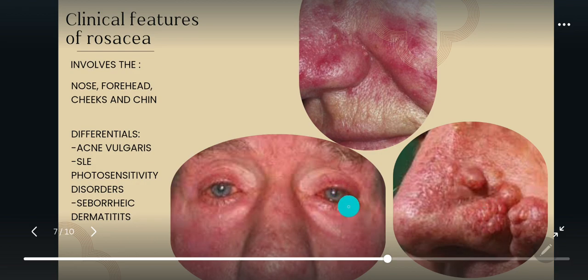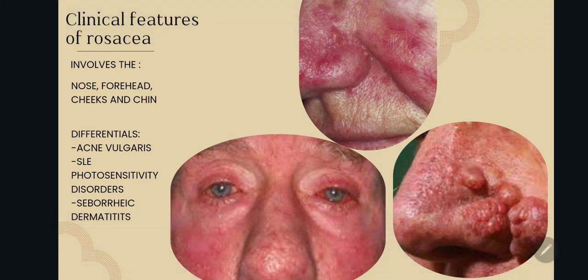Conjunctivitis and blepharitis may occur. Facial lymphedema can be an added complication. Again, in this case, no investigations are required and the diagnosis is obvious clinically. What are the differentials of acne rosacea? You have to exclude acne vulgaris, SLE, photosensitivity disorders, and seborrheic dermatitis before making the diagnosis of acne rosacea.